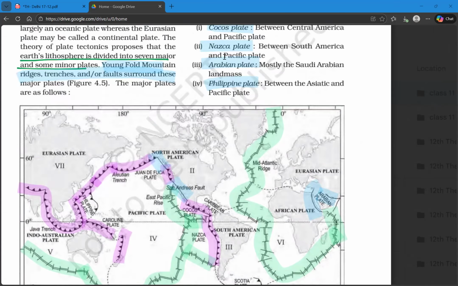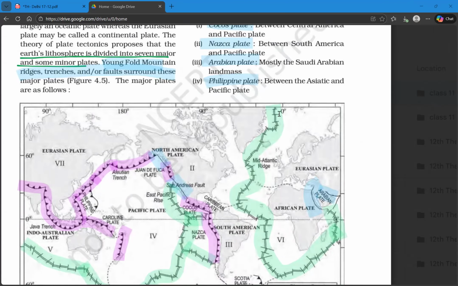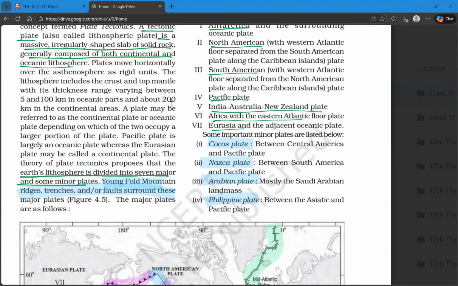And the next one is Eurasia with adjacent oceanic plate, which is the Eurasian plate. This comes all the way from here till here. So these are the 7 major plates that are proposed in plate tectonic theory. And some of the minor plates are listed below. We will see that also.